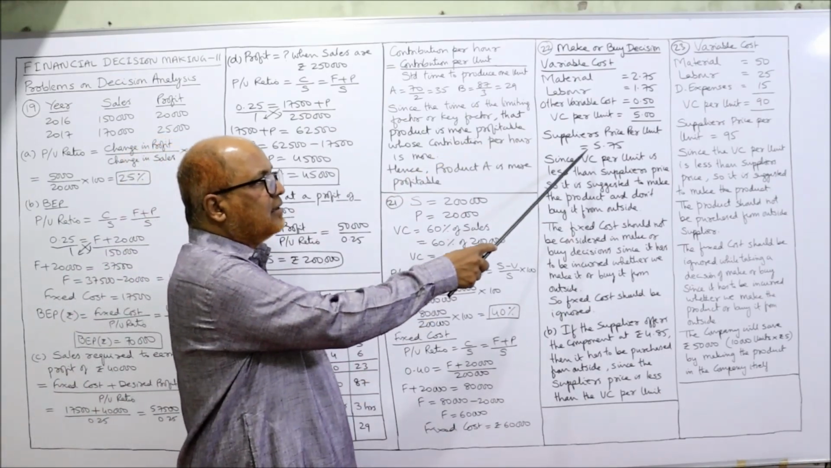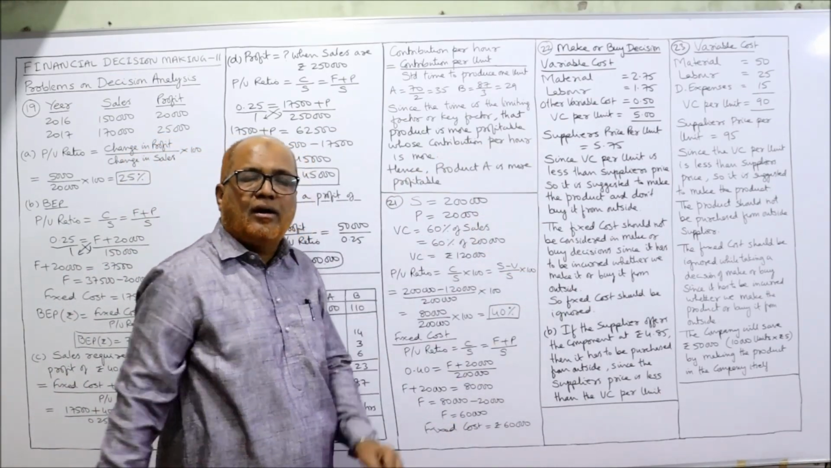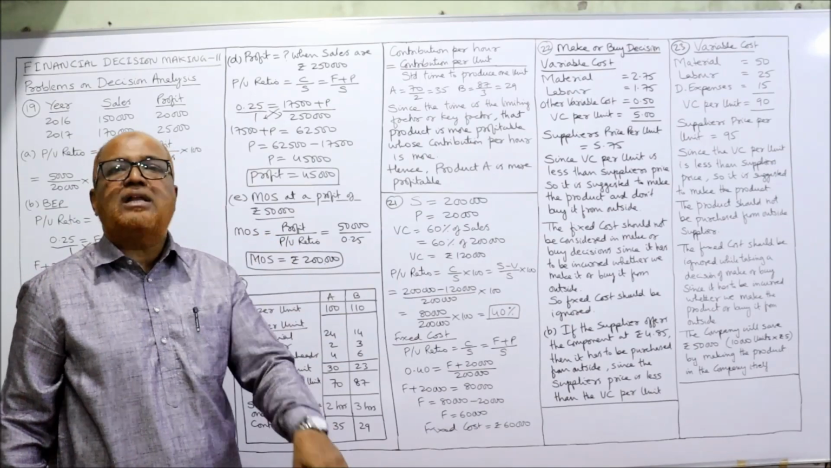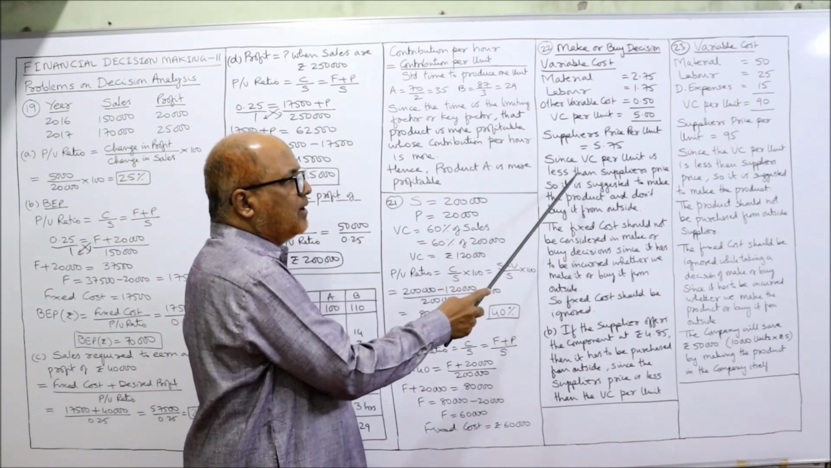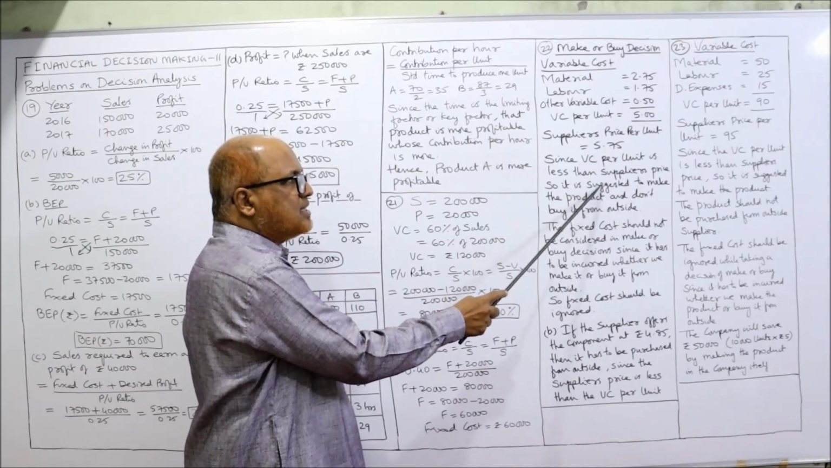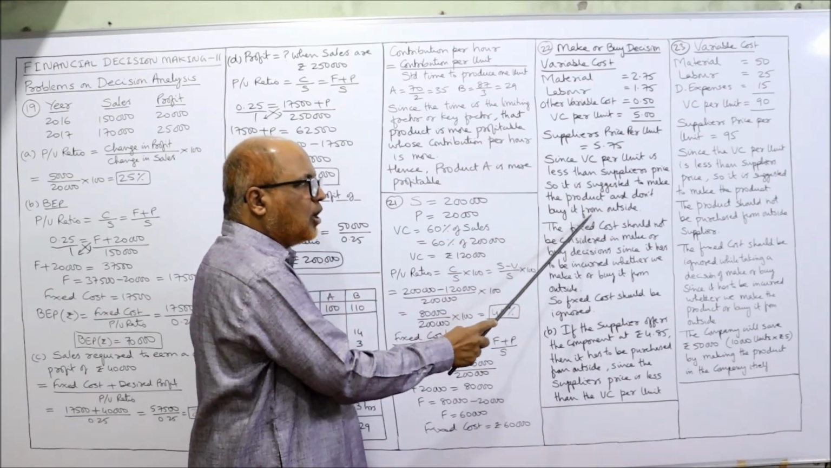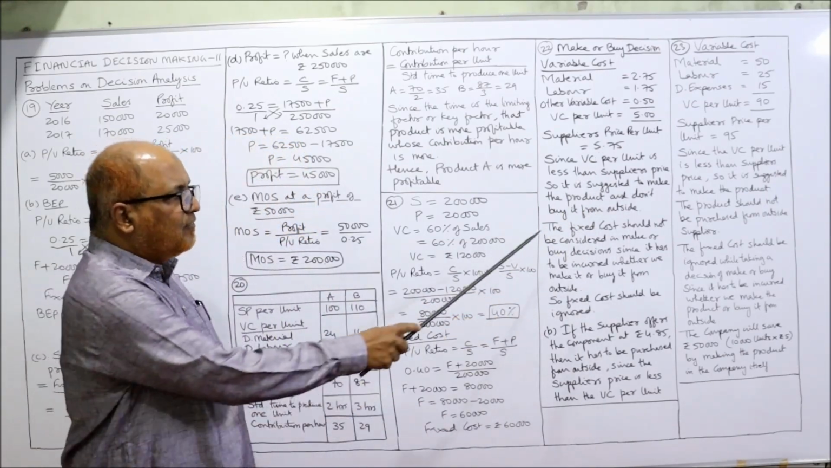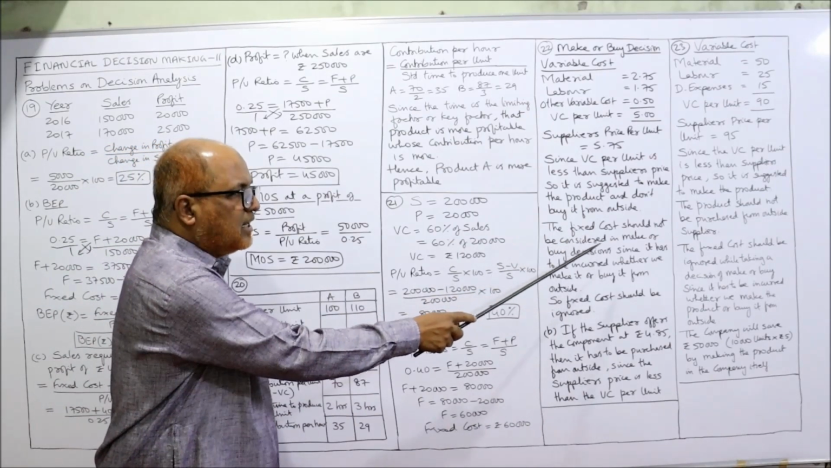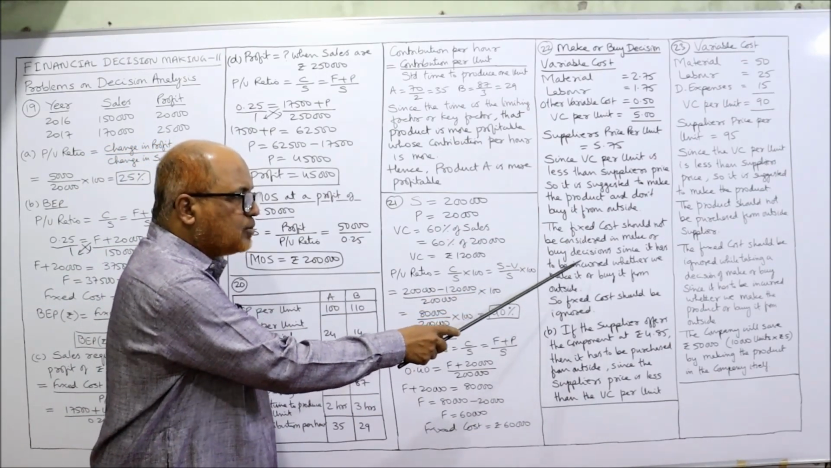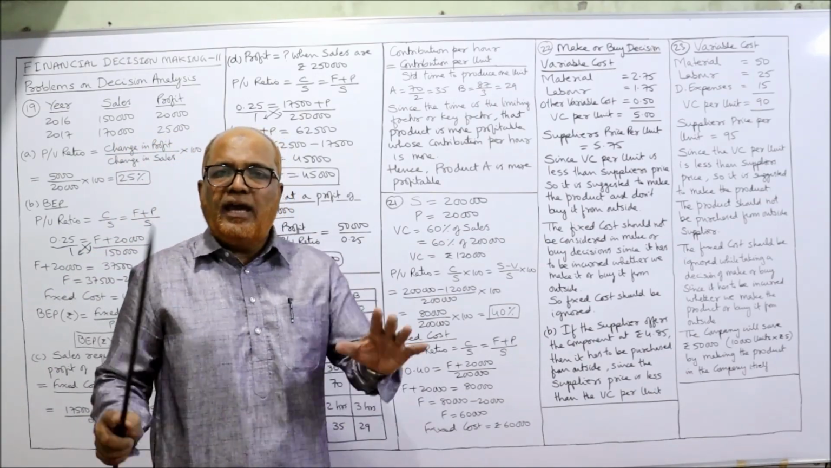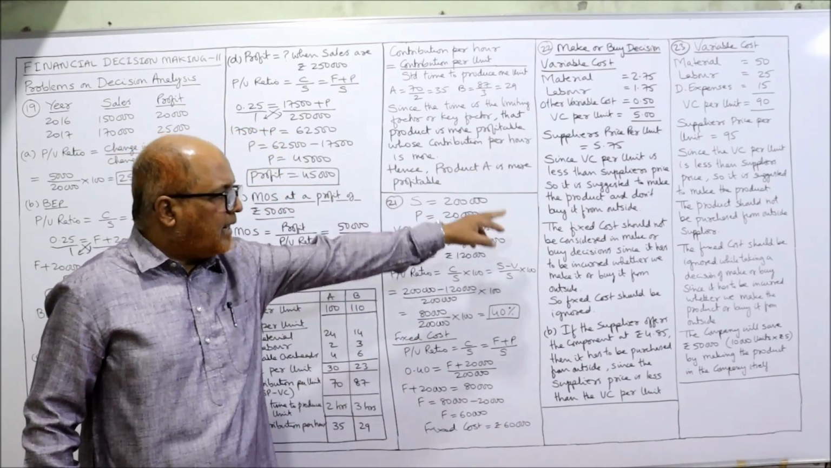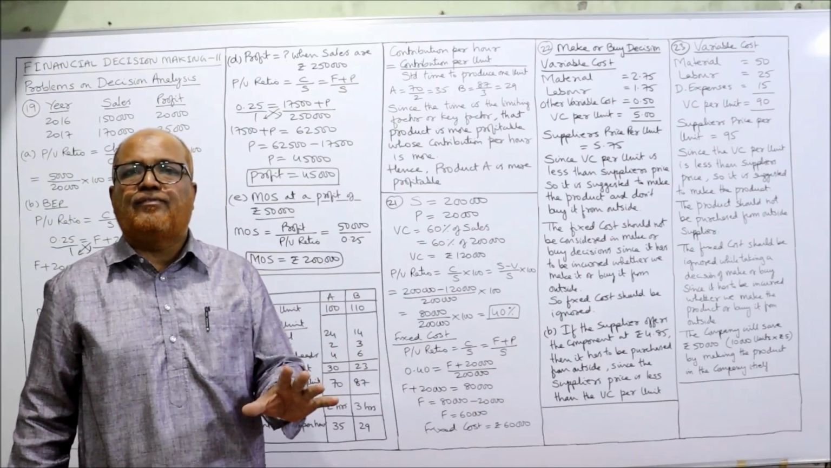It is costly. Whether it is cheaper to make the product ourselves. Here I have written: since variable cost per unit is less than the supplier price, it is suggested to make the product and don't buy it from outside. The fixed cost should not be considered in make or buy decision, since it has to be incurred whether we make it or buy it from outside. This point you have to remember.